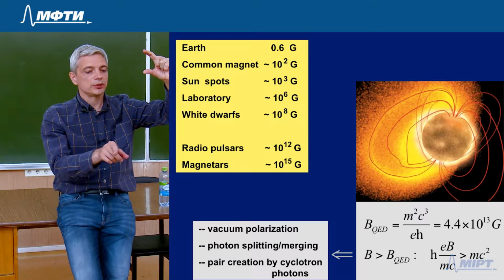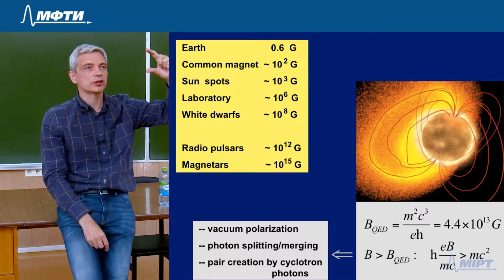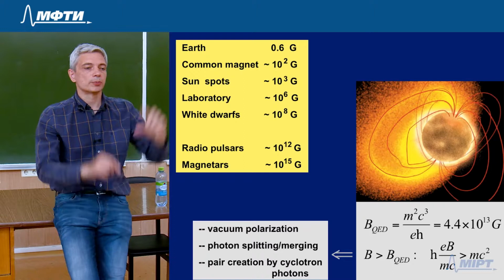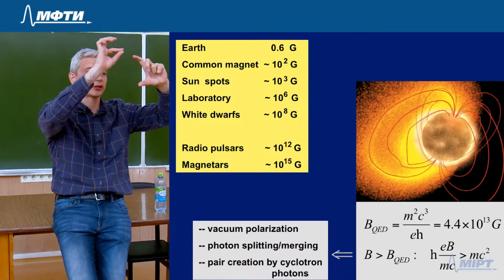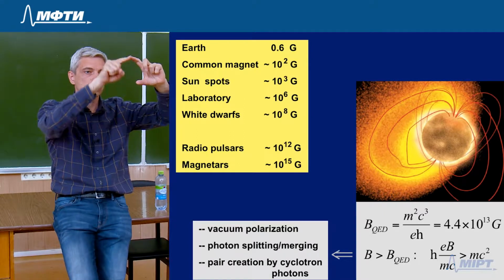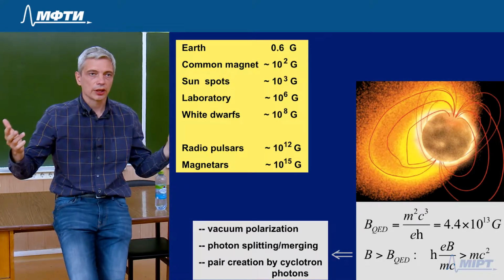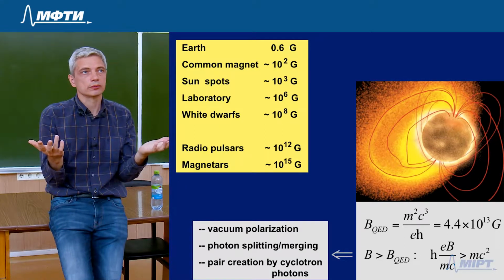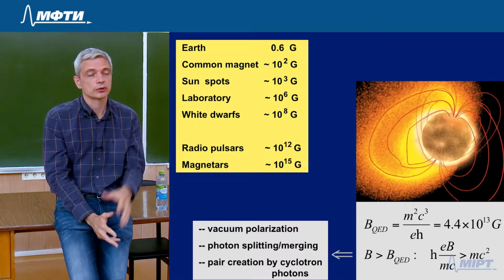And the condition that B is larger than B_QED is the same as this quantum energy being larger than the electron rest mass. So in particular, if you put an electron in an excited Landau state and let it relax to the ground state, the photon that you will emit in this transition will have energy above mc squared, and it has the potential to convert to an electron-positron pair because its energy is sufficient. Let's say 2 mc squared would be sufficient.